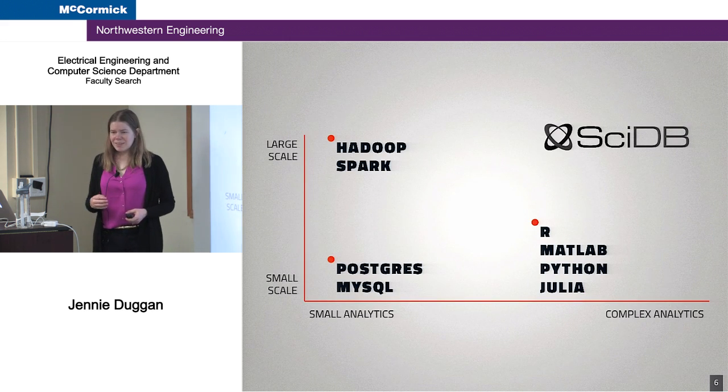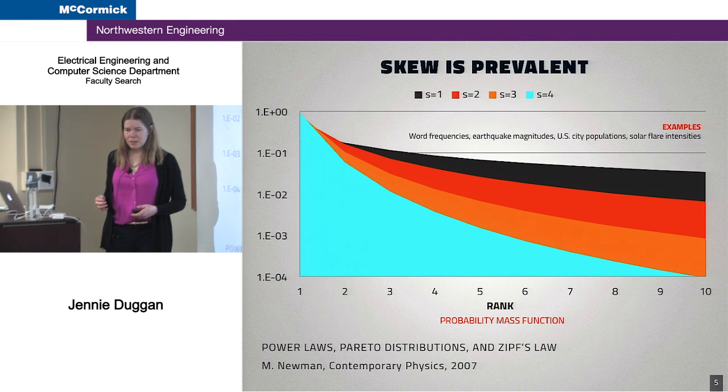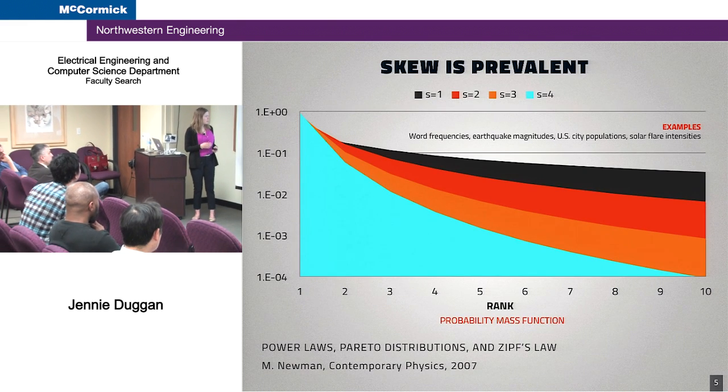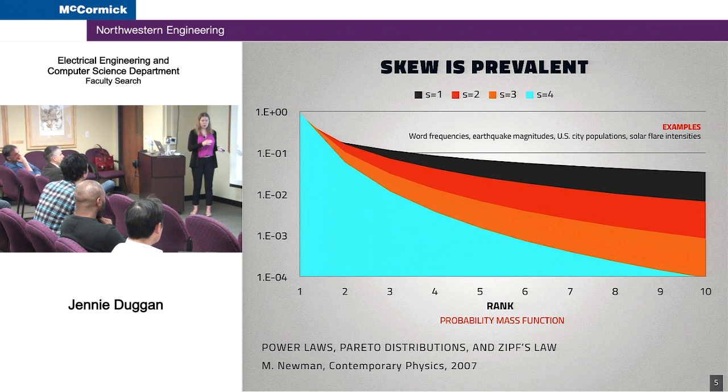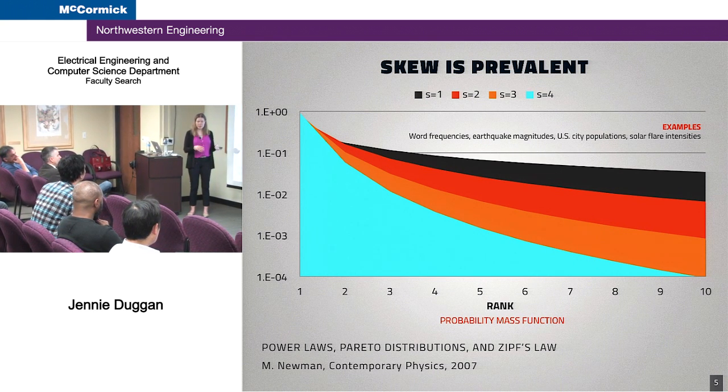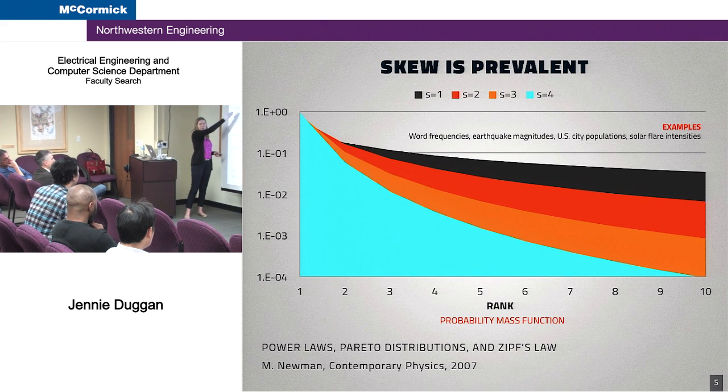Can I ask what the y-axis is? So the y-axis here is the size; this is a probability density function. So the y-axis is the percentage of the data that resides up here.